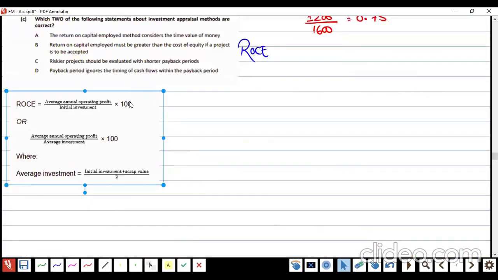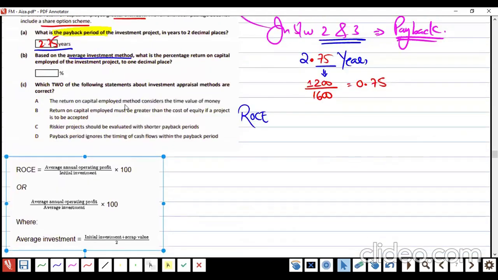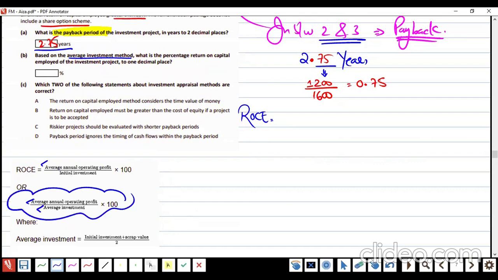You need to memorize the formula ASAP. The ROCE formula is average annual profit divided by average investment. They are asking us this formula, not that one, right? And the average investment formula is this. So let's solve it. We need to find out the average annual profit.